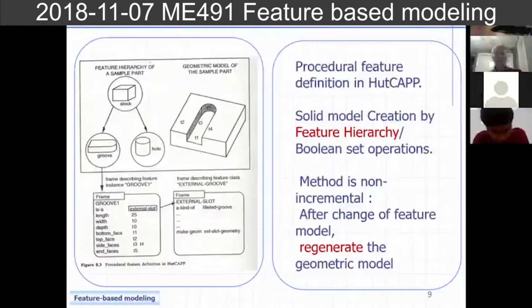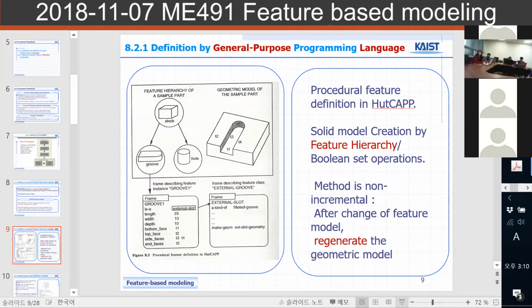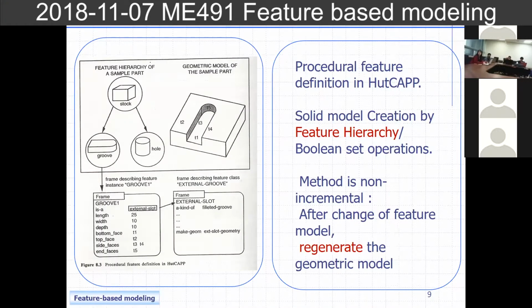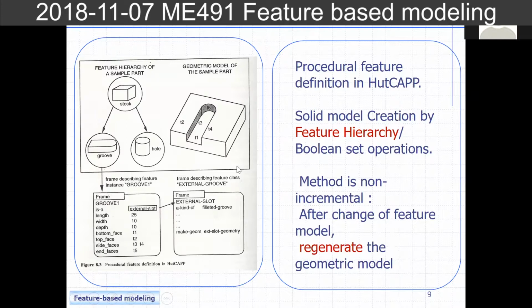Right, next slide. This picture shows procedural feature definition in the HUT-CAPP system. So they start from a block. And can you see my screen? Yes. All right, let's continue. It has a shutdown. Anyway, we are talking about HUT-CAPP, the feature hierarchy, and the feature model is regenerated with the model.